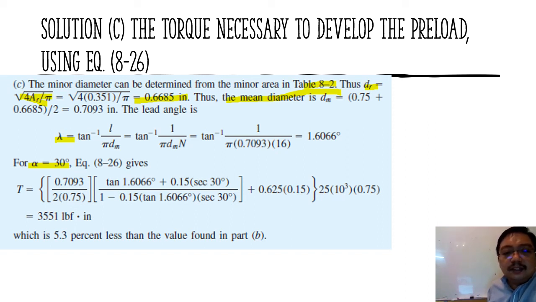So this gives the torque, putting in all the values and tracing back all the values given, and you get 355.1 pounds inch, which is 5.3% less than the value found in part B. So you have two options to put the torque value in your torque range. You can use both, as both values are valid. The value that you get, you insert in the torque range.